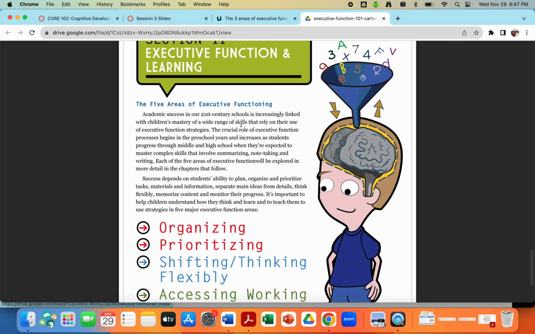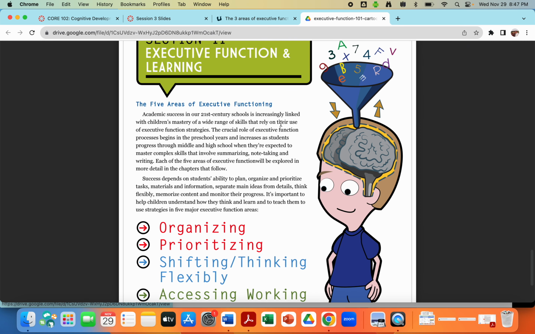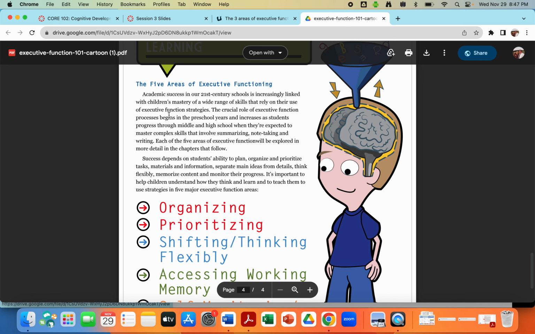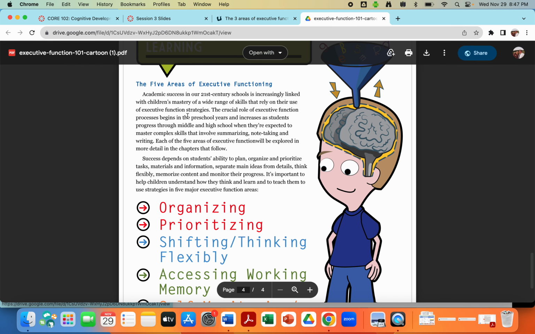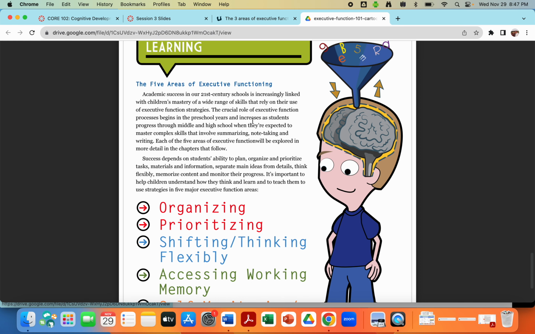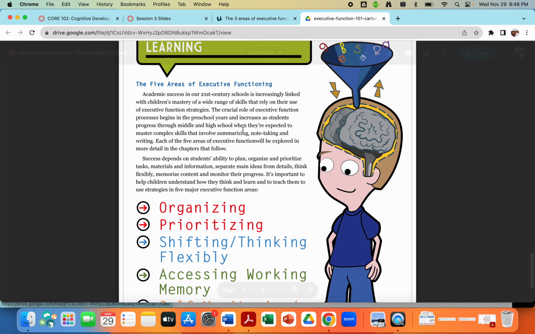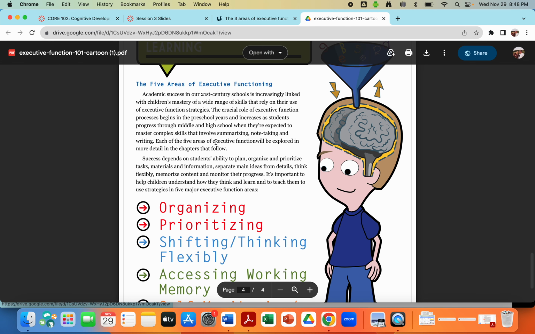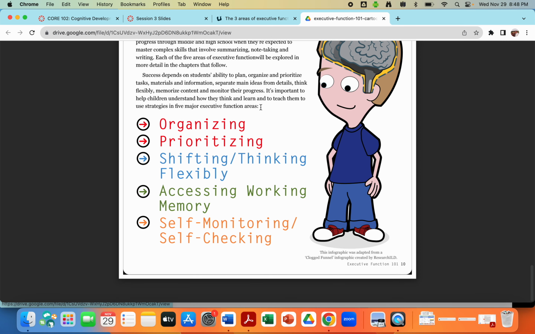Academic success in our 21st century schools is increasingly linked with children's mastery of a wide range of skills that rely on their use of executive function strategies. The crucial role of executive function processes begins in the preschool years and increases as a student progresses through middle and high school when they're expected to master complex skills that involve summarizing, note-taking, and writing. Each of the 5 areas of executive functions will be explored in more detail in the chapters that follow.